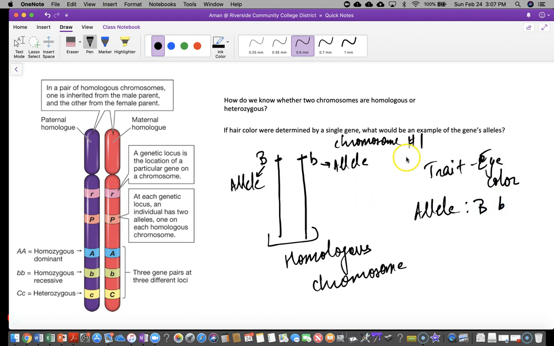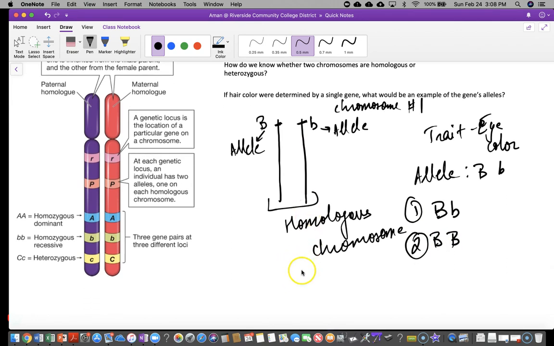Now there are basically three possibilities. This could have been capital B, small b, that's option number 1. The second option could have been that this was capital B and this was also capital B. The third option, as you can guess, will be that both of them are small b and small b. These are three different possibilities, and we got to know what all these are called.